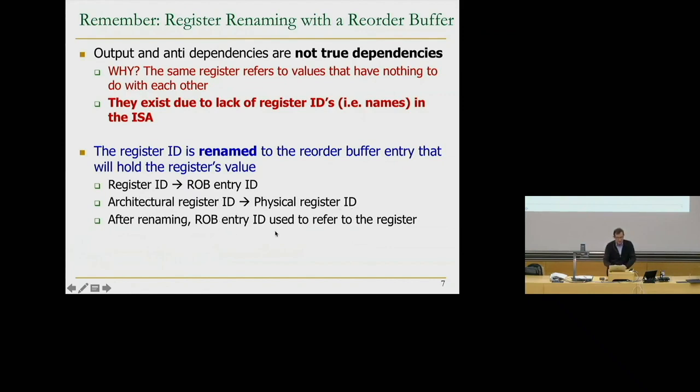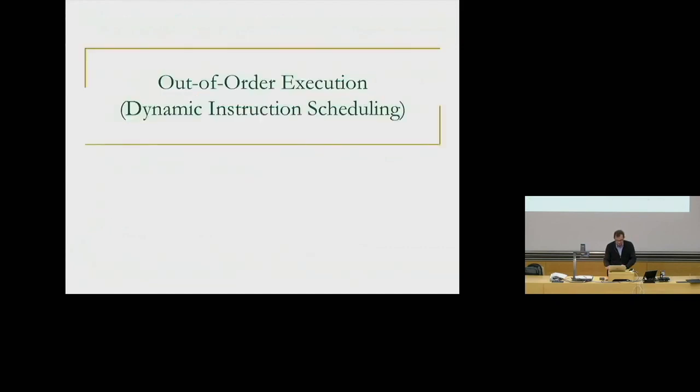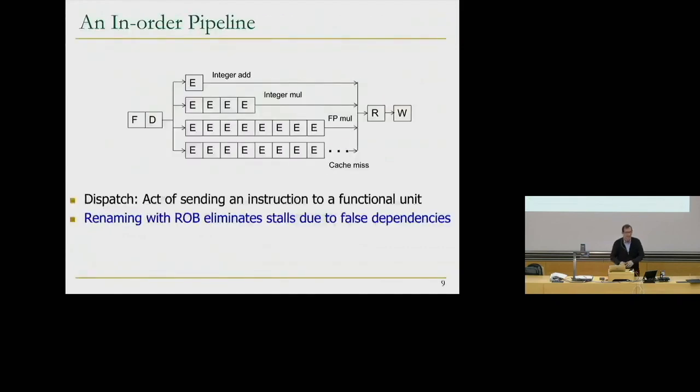And after renaming, the reorder buffer entry ID is used to refer to the register. That's going to be the name of the register. Okay, so now we're going to build out-of-order execution.